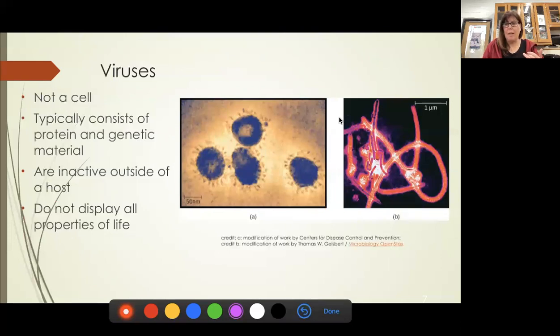They do not metabolize, so they don't eat. They do not maintain homeostasis. They do not replicate on their own. They have to have a host cell. The host cell is making more copies of them.